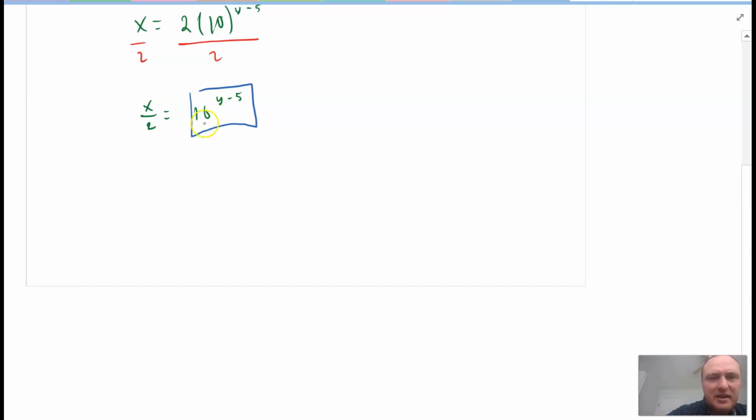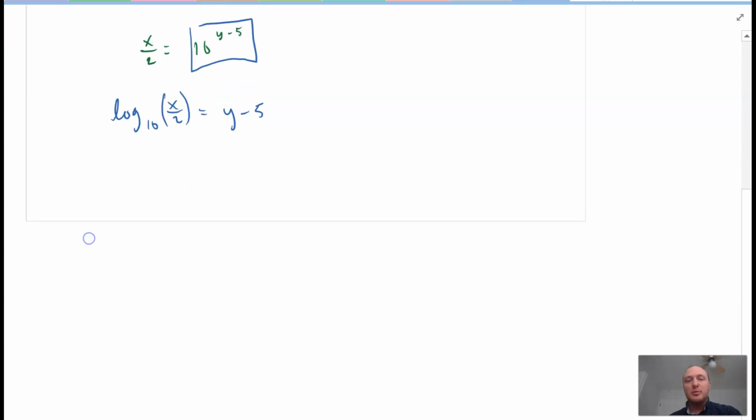Okay, so I want to take log of this base, so log base 10 of x over 2, right? Inputs and outputs switch, is equal to y minus 5. And I'm going to put parentheses over this x plus 2 just so you don't make that mistake of moving that 5 in there with them.